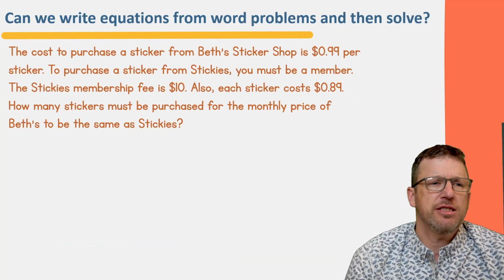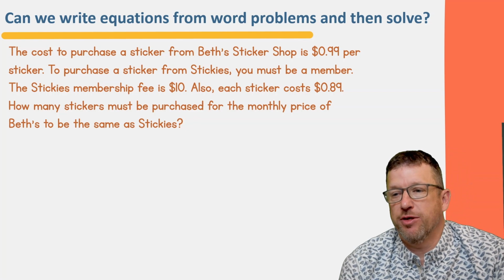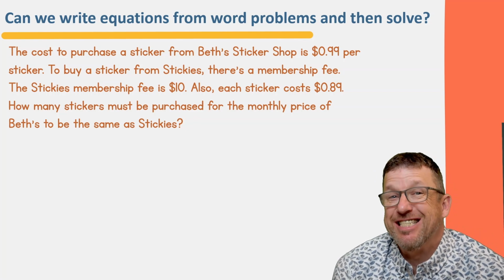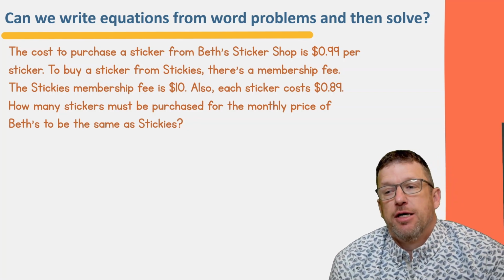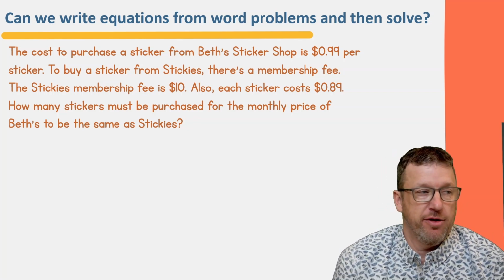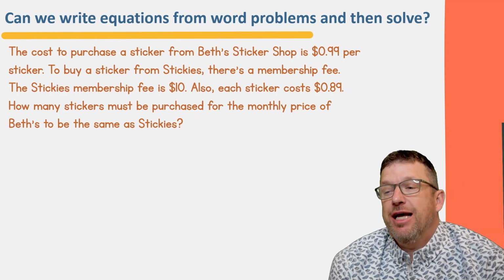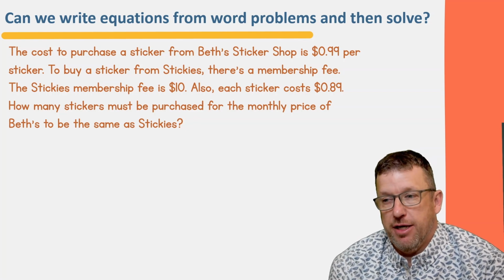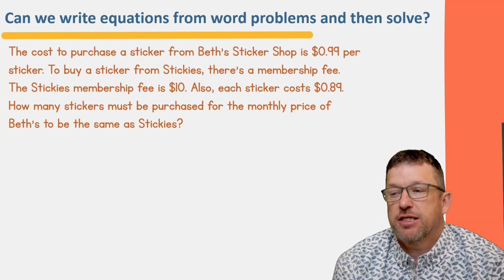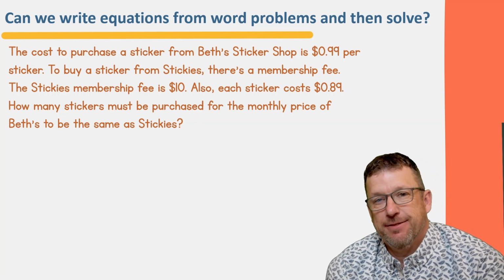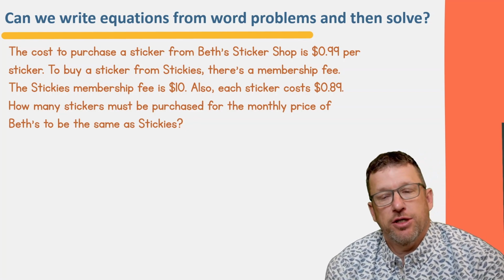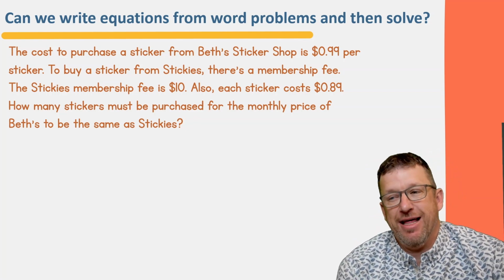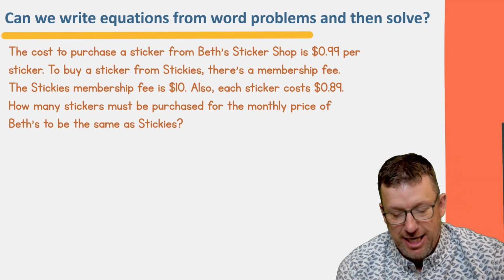Okay. Can we write equations from word problems and solve them? So here's the situation. The cost to purchase a sticker from Best Sticker Shop is 99 cents per sticker. To buy a sticker from Stickies, which is a different membership shop, there is a membership fee. So the Stickies membership fee is $10 a month, okay? Also, each sticker costs 89 cents, okay? Each sticker at Stickies costs 89 cents. So how many stickers must be purchased for the monthly price of Best Sticker Shop to be the same as Stickies?